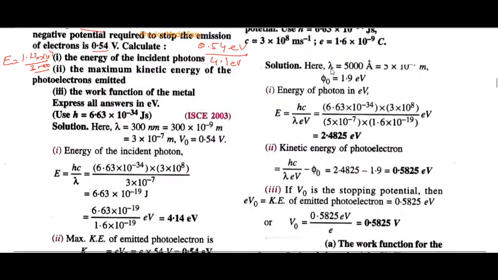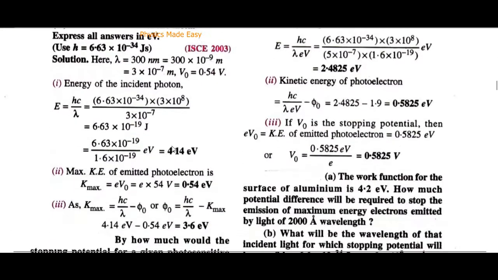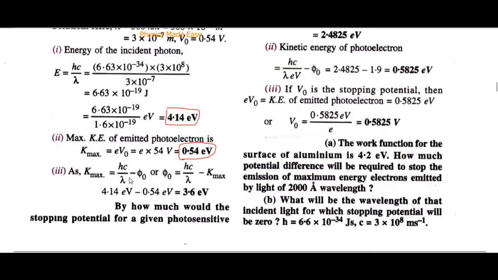4.14, we have calculated 4.1 with the shortcut. 4.14 is the energy. Kmax is just, you write E in volts, 0.54 electron volt. You just add them up, you will get the energy of the incident photon. And now he has asked us Kmax. The Kmax is the difference of both of these, and that comes out to be 3.6 electron volt.